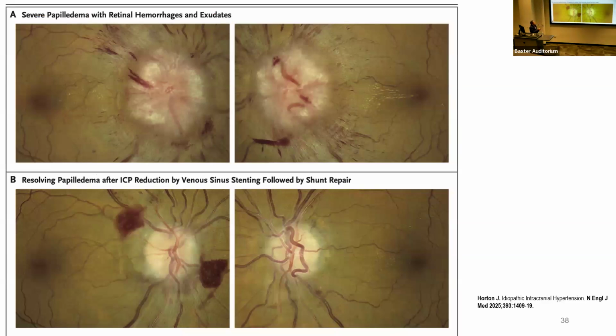That's the way that you can see improvement. Obviously, the neuro-ophthalmologist will see that. So after this, a patient that got a shunt and stenting, but the shunt was not working, the ophthalmologist will tell you if there is improvement in papilledema.